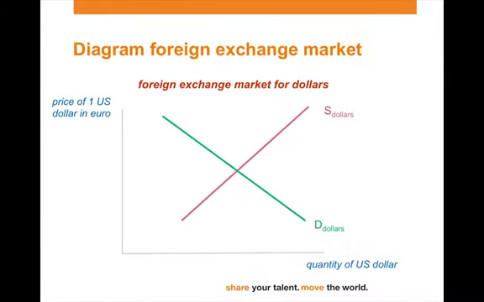Let's have a look at the diagram for the foreign exchange market. Here we'll find the foreign exchange market for dollars. On the vertical axis you can see the price of $1 in euro. On the horizontal axis you can see the quantity of US dollars on the forex market. We have a supply and demand curve, and at equilibrium we will have the spot exchange rate.